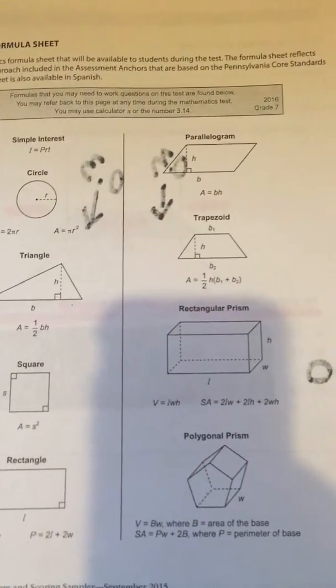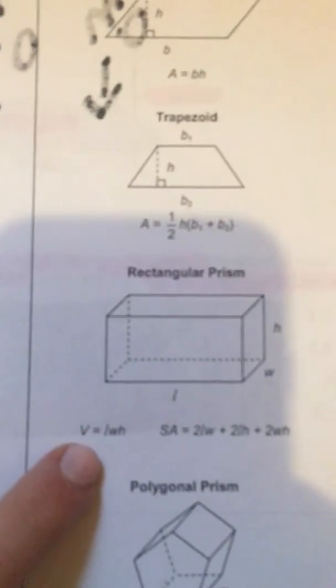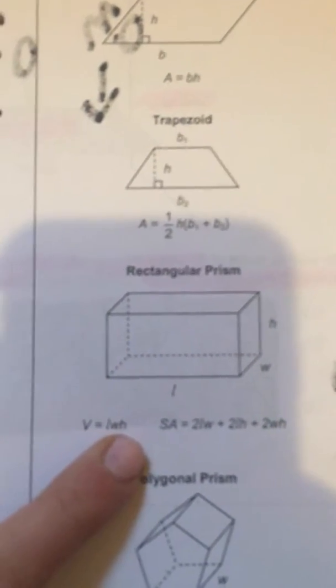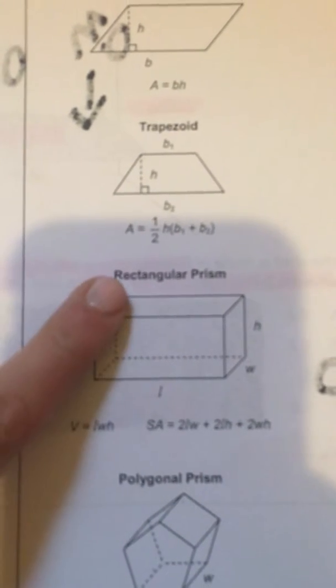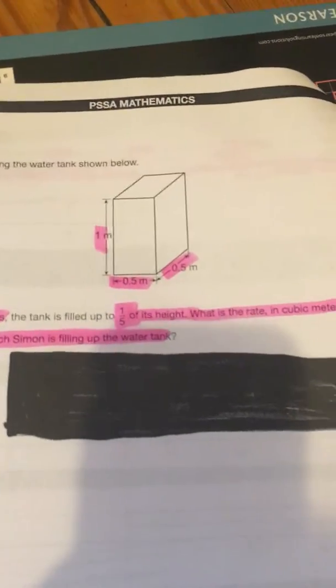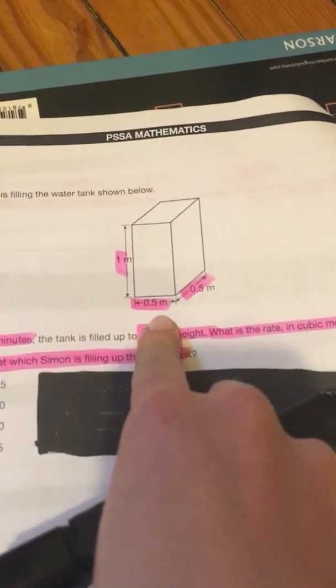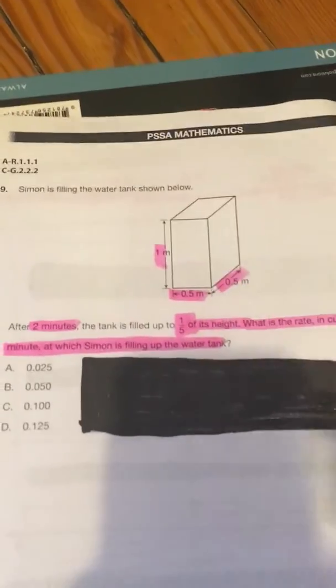The great thing about the PSSA is we get this wonderful reference sheet, and this is right on the front of your packet. So I went ahead and ripped it off so that I could see it a little bit easier. And we can see that for a rectangular prism, our volume is the length times the width times the height. Going back over here, I can see that we have 1 meter for our height, 0.5 meters for our length and width as well.